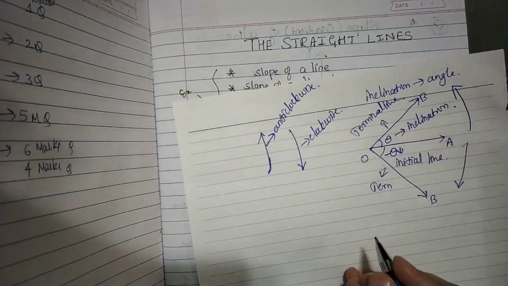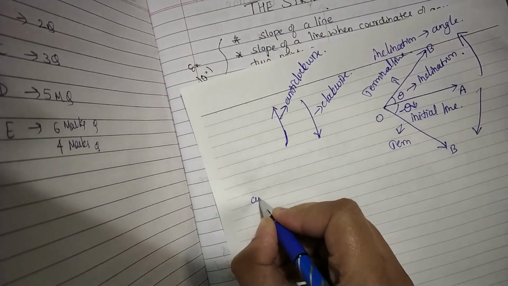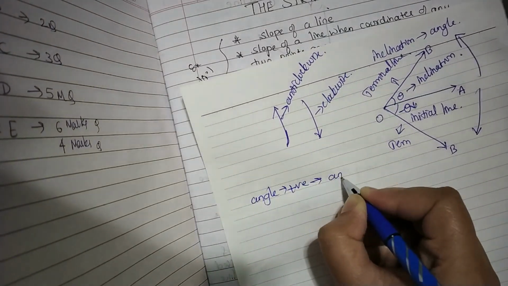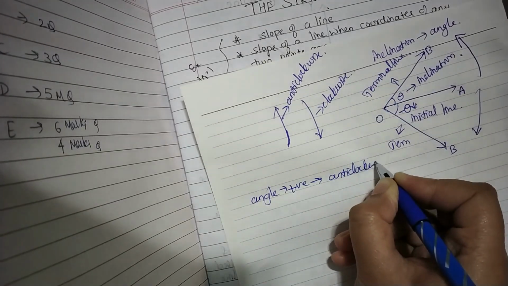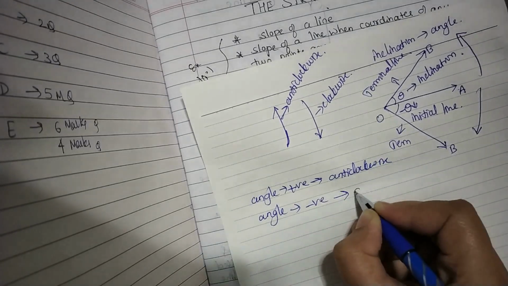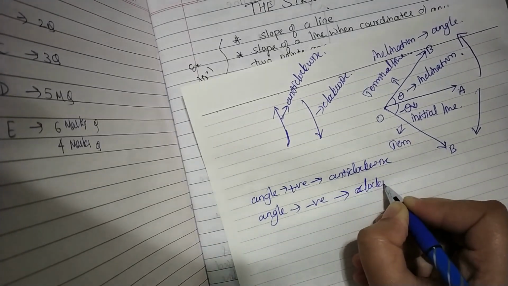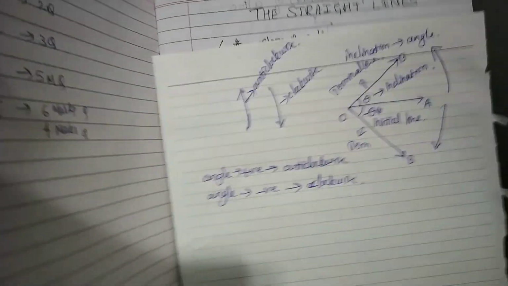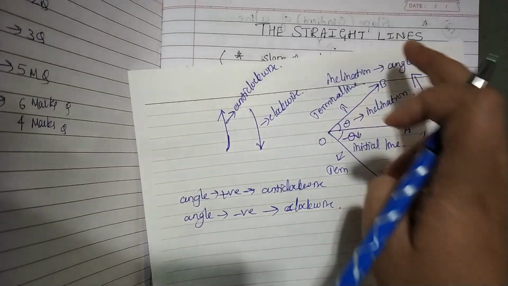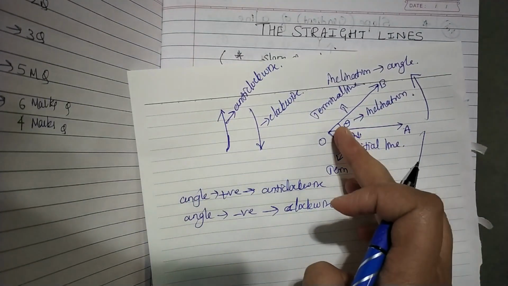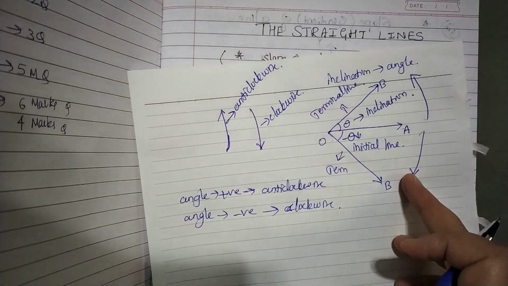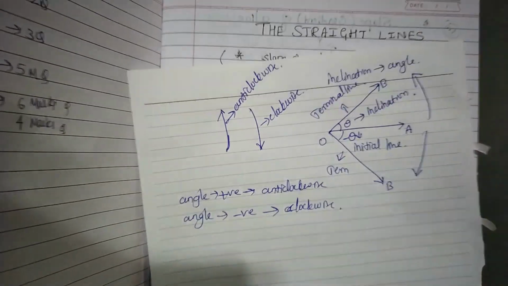Okay, so here the angle is taken as positive if it is measured in anti-clockwise direction. Angle is taken as negative if it is measured in clockwise direction. So with 30 degree, this is minus 30 degree.